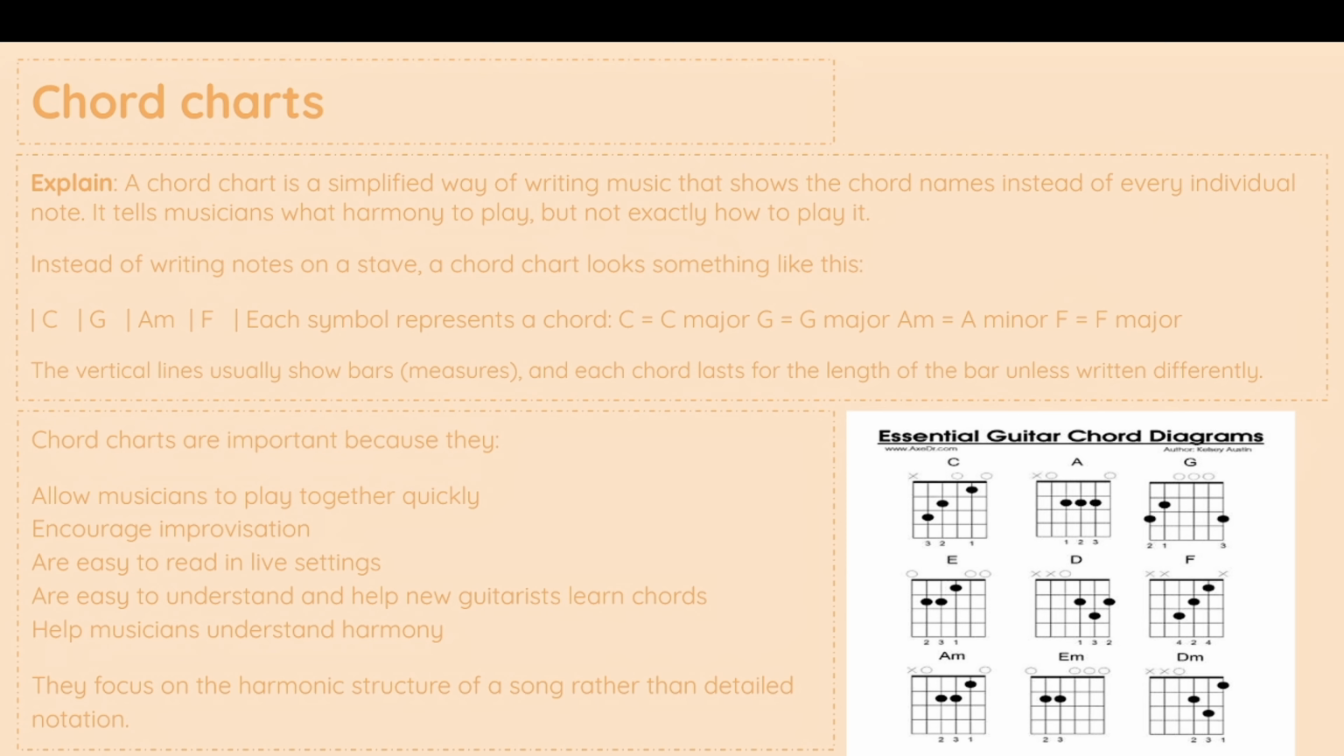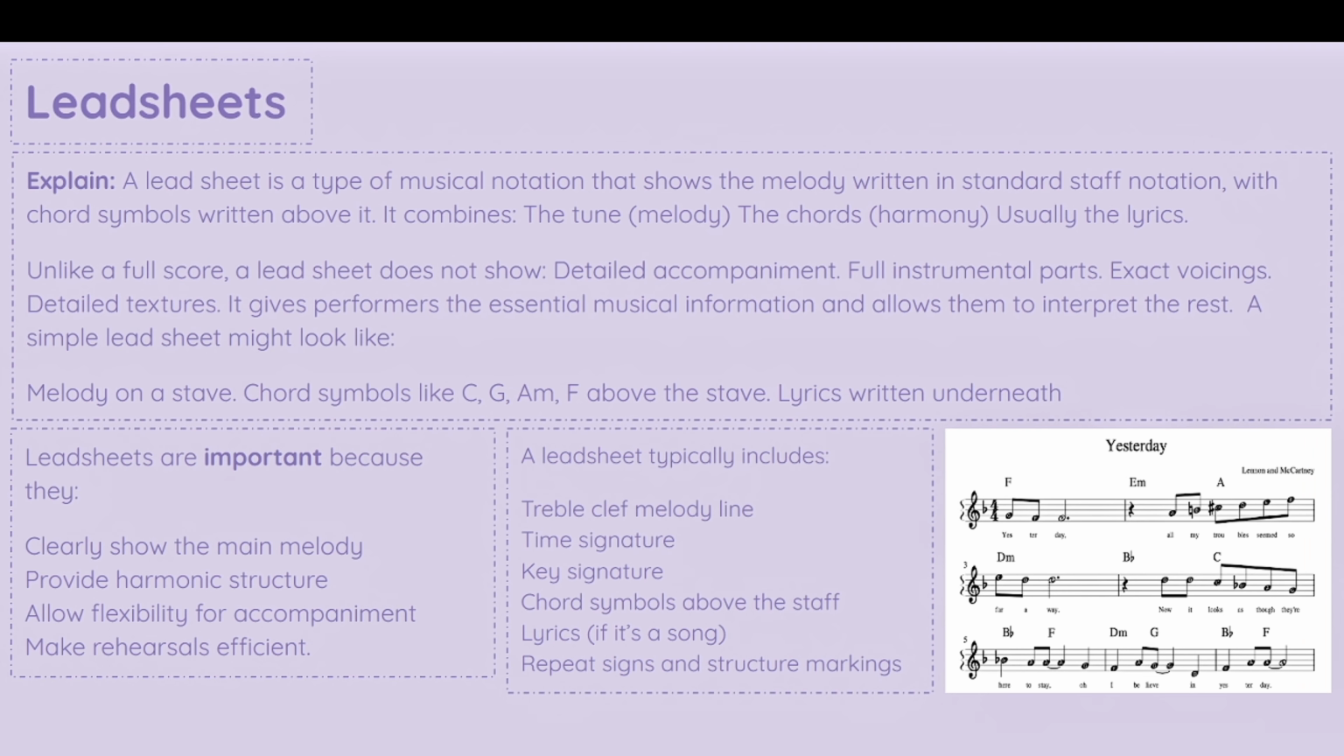Lead sheets. A lead sheet is a type of musical notation that shows melody written in standard staff notation, with chord symbols written above it. It combines the tune, the chords, and usually the lyrics. Unlike a full score, a lead sheet does not show full instrumental parts, exact voicings, or detailed textures. It gives performers the essential music information and allows them to interpret the rest.